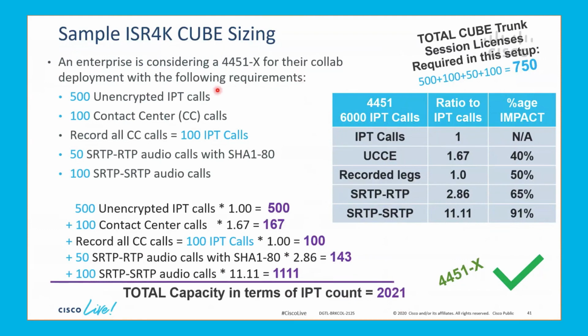When it comes to licensing, what kind of CUBE licensing would be required over here? For 500 unencrypted IP telephony calls, you will require 500 trunk licenses. Then the additional 100 contact center calls will require another 100 call licenses. The 50 SRTP to RTP is 50, and then 100 for the SRTP to SRTP calls. The call recording element does not require any additional licensing on the trunk side, and we will cover that in detail in CUBE licensing. So you add them up together, the customer requires a total of 750 CUBE trunking licenses.